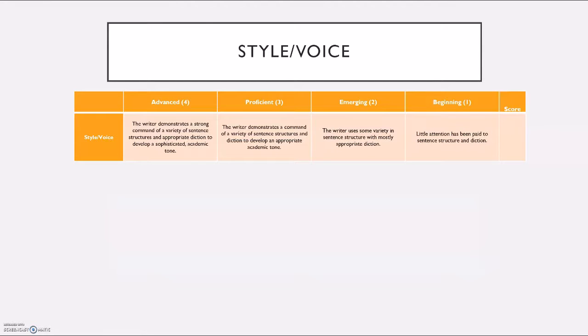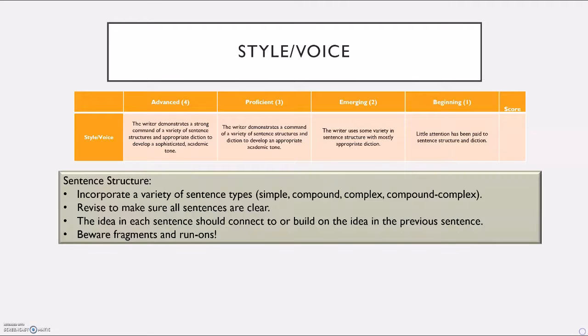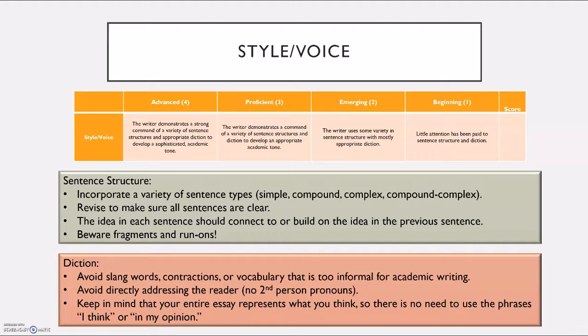Style and voice is all about writing for your particular audience and creating an enjoyable reading experience for them. When you consider sentence structure, be sure that you incorporate a variety of sentence types and lengths. Revise to make sure all sentences clearly say what you want them to say. The idea in each sentence should connect or build on the idea in the previous sentence. And beware of fragments and run-on sentences.